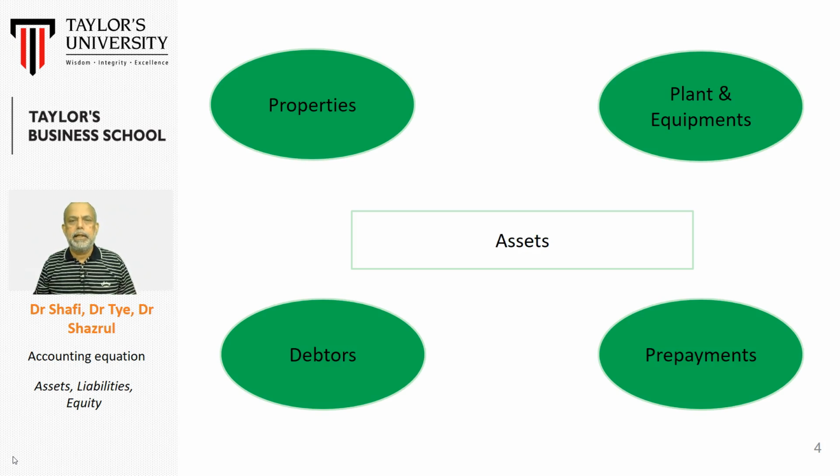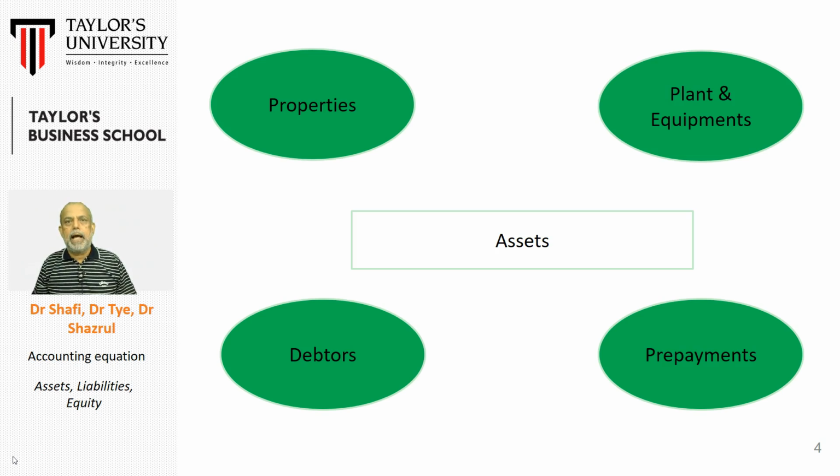Okay, good morning class. Earlier my two colleagues have already spoken about liabilities and equity. So now I'll talk about the third part of the equation, which is assets. Basically, assets are resources or things of value which belong to the business. There are generally two types of assets: tangible assets and intangible assets. Today I will be focusing on tangible assets. Tangible assets are those assets which we can touch, feel and see. Examples of tangible assets include properties, plant and equipment, debtors and prepayments.